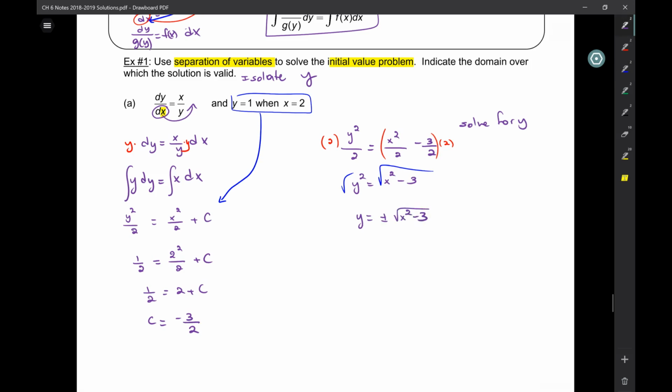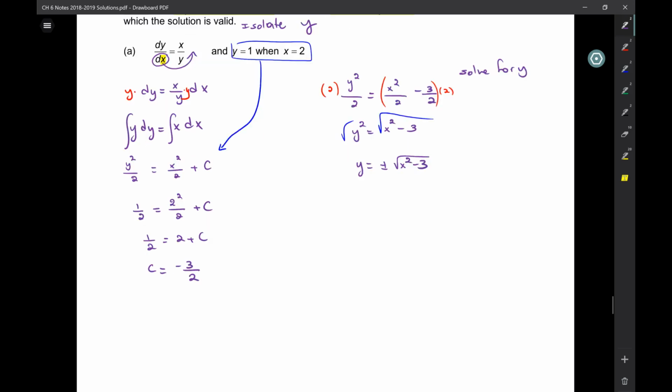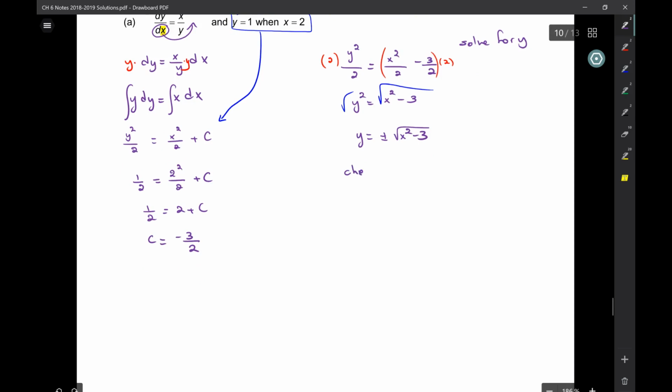But this is an initial value problem. You have one particular solution. So how do you know whether you take the positive square root or the negative square root? You have to use the initial condition to check. When you plug in x equals 2, you should get positive 1 for y, right? So check the initial condition, which was y equals 1, x equals 2.